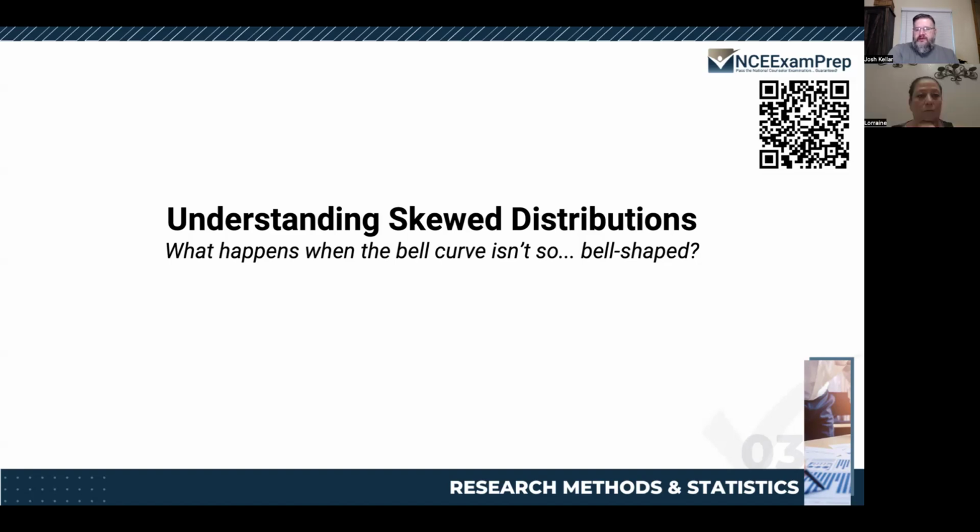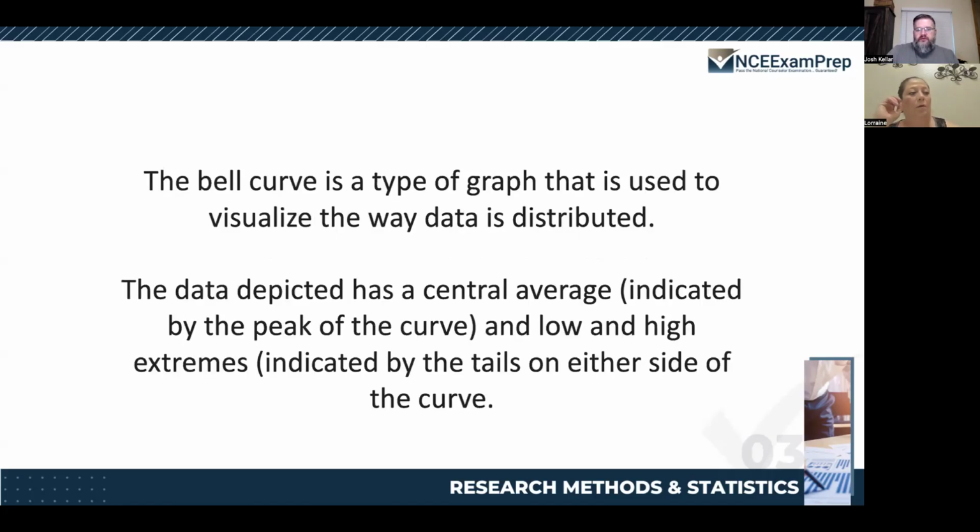If you've attended my bell curve class, the first part of this may sound familiar because I think it's good to have a foundation. So basically, when we are looking at the bell curve, we need to understand that it's a type of graph that's used to visualize the way that data is distributed. A skewed distribution is just the same. It's just distributed less evenly.